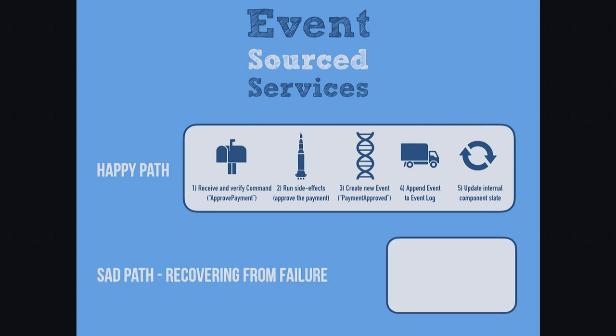Then the sad path, recovering from failure. Then we only need to rehydrate the events from the event log, so run the inverse of step four, and then update the internal state for each event, bringing it up to speed to where it was when it failed. And this is what Martin Fowler sometimes called a memory image, that it allows you to persist the state in memory, so to speak, backed by the event log.